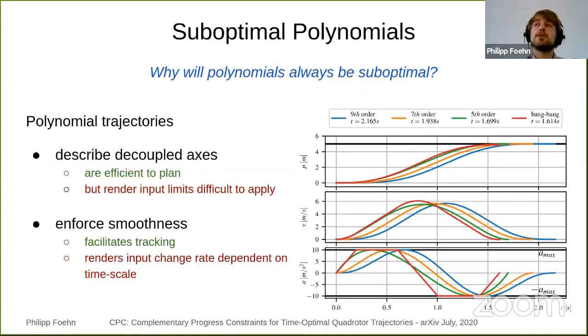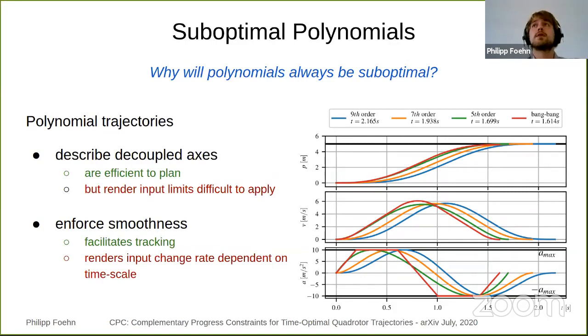Now, polynomials are sometimes suboptimal. They are describing decoupled axes. This is very efficient to plan, but it renders the true input limits very difficult to apply. And polynomial trajectories enforce smoothness, which facilitates tracking. But on the other hand, it renders the input change rate dependent on the time scale, and it often limits the input change rate to values lower than what we could apply on a quadrotor.